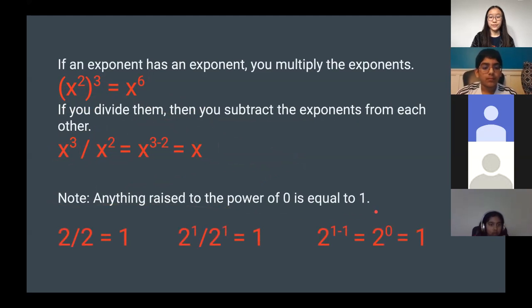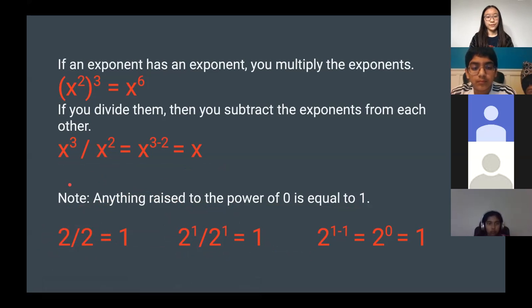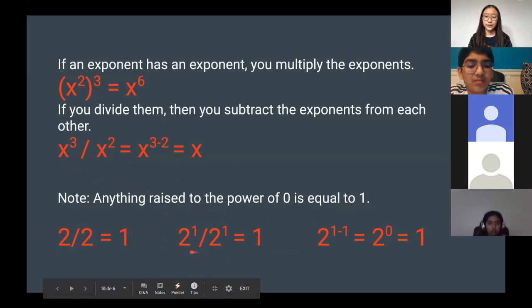Anything raised to the power of 0 is equal to 1. That means that even the most complicated expression, if it's raised to the power of 0, the whole thing equals 1. And down here, you can see why this works. We all know that 2 divided by 2 equals 1, but you can also write that as 2 to the first divided by 2 to the first equals 1. And going back to this rule of division, where you have to subtract the exponents, you can write this as 2 raised to the 1 minus 1 power, or 2 to the 0, which would still equal 1.